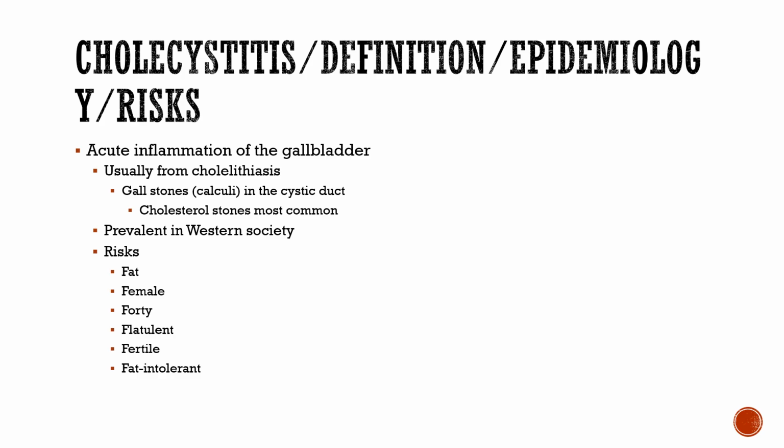The risks are, there's a mnemonic of the 6 F's: fat, female, 40, flatulent, fertile, and fat intolerant. But after age 50, the gender distribution is equal. Pregnancy predisposes women to gallstones because of the increased intra-abdominal pressure during pregnancy and cholesterol levels that rise in the 3rd trimester.